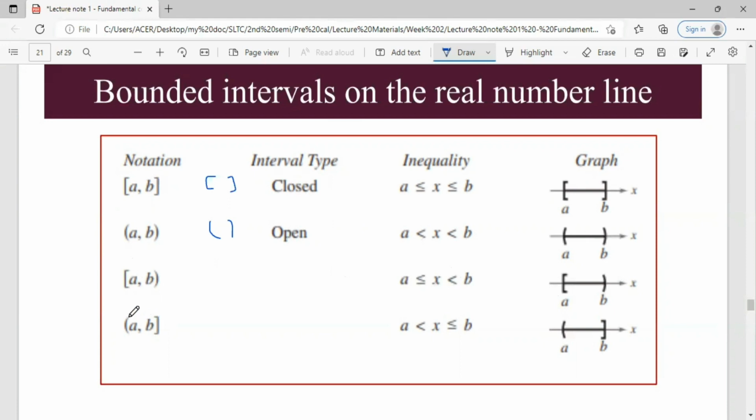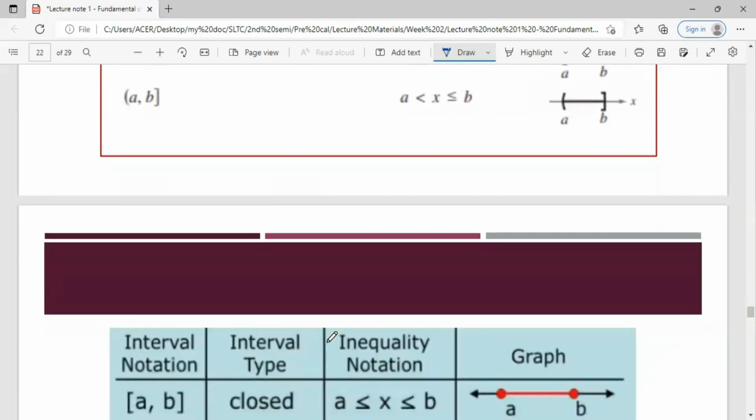And here, open interval on one side, closed interval on the other. In notation, we can write a less than x less than or equal to b. Graphically, a with this bracket and b with this bracket, right? Now let's see what the unbounded intervals are.